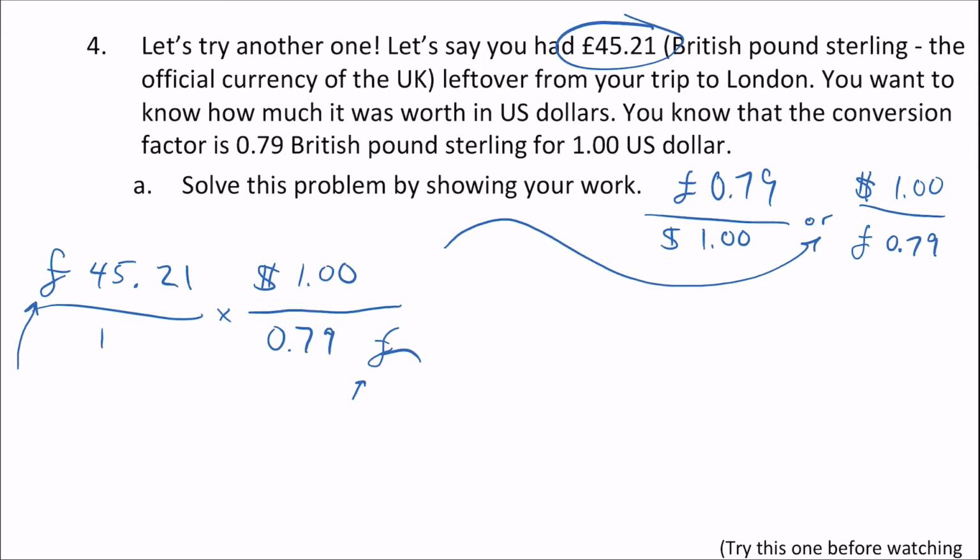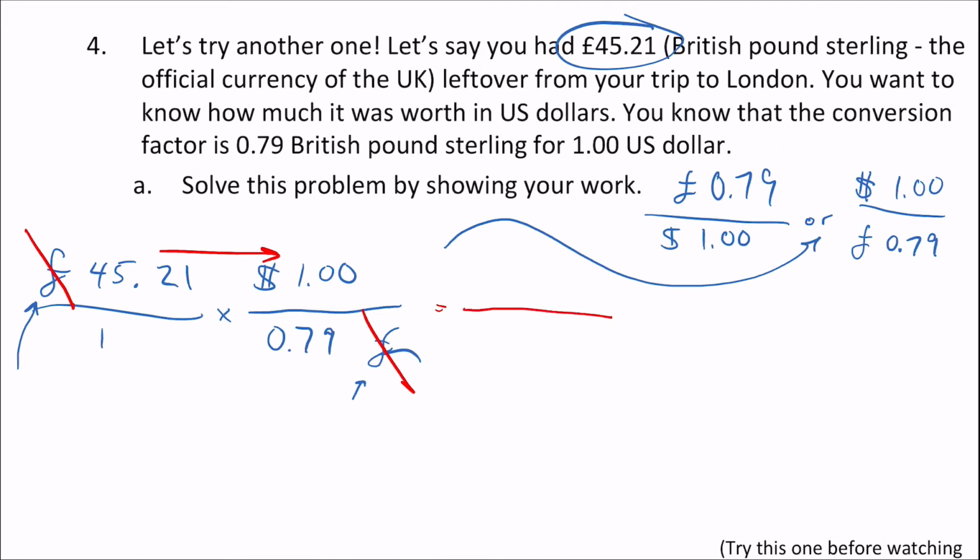And now we can see that we're going to cancel them out. So we'll get rid of the pound sign. It's on the top and the bottom, so it cancels out. And now we're going to multiply across. So 45.21 times 1 gives us the same number. And then we're going to do the same thing on the bottom, and then we divide. So you can do this part in your head. I'm going to write it out just because we're still learning.